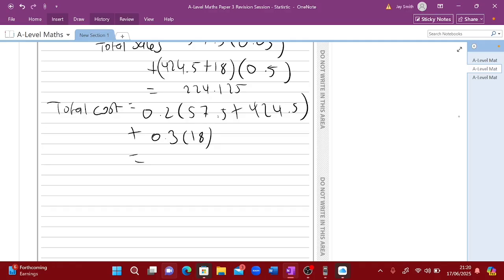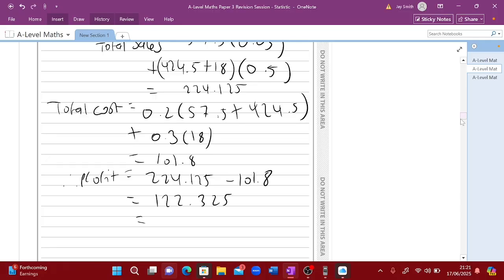And so then the cost to be added all together would be 0.2, 57.5, add 44.5, add 0.3 of 18, which would be 101.8. So therefore, the profit is going to be the sales minus the cost. So how much we get minus how much we pay to make it. So it's 224.125 minus 101.8, which will get us this number here, 122.325.